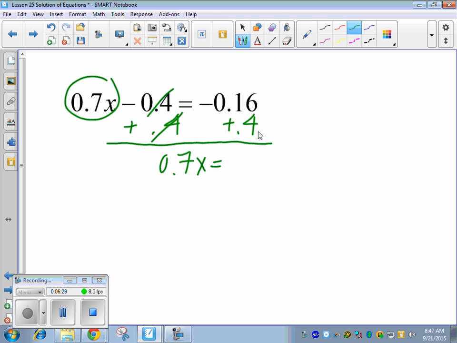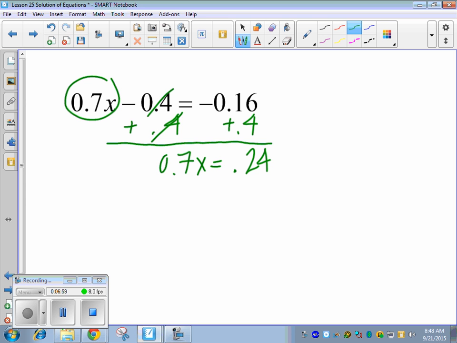0.24? Survey says. Do people agree? I don't think I agree. Drew, what did you get? 0.24? Is that what it is? Micaiah? 0.56. So this is a negative, though. Okay. Now what do I have? 0.7x equals 0.24.